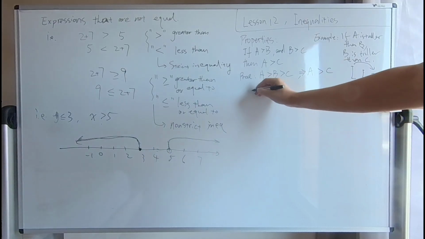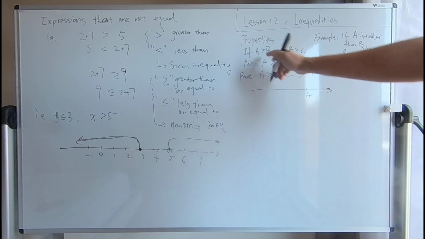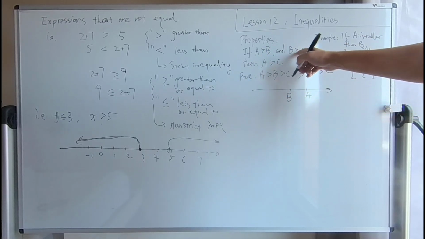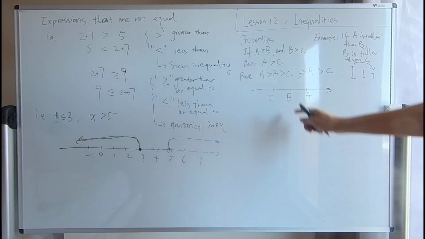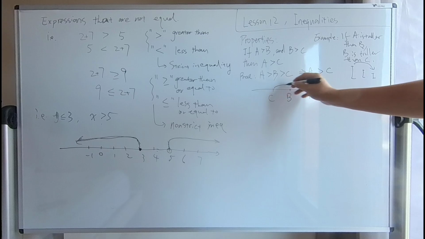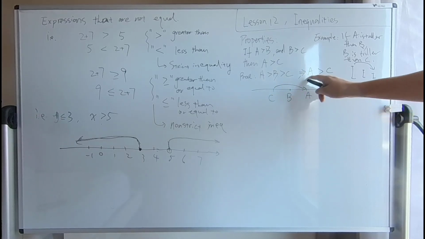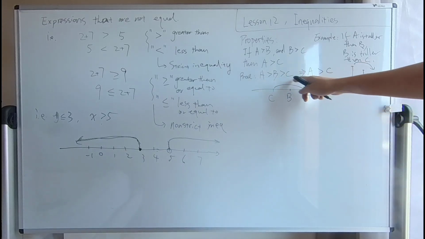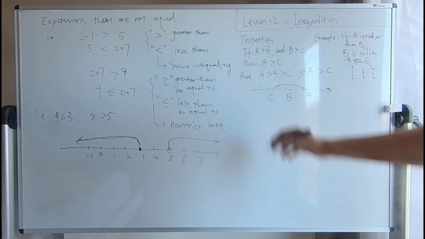I can even show this on the number line. If this is A, then B should be smaller, somewhere over here, and then C is smaller than B, so C should also be on the left-hand side of B. Then C is obviously also lying on the left-hand side of A, so we can also use the number line to prove that A is always greater than C in this situation. So this is true over here.